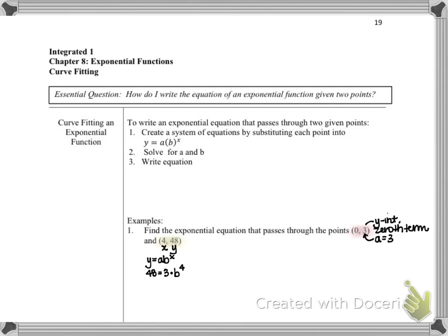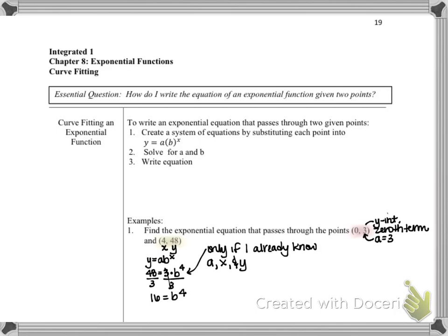Now the only time I would go straight to this is if I already know a, x, and y. If I don't know what those are, I wouldn't follow this route. But from here, I can go ahead and solve for b. So I'm going to divide by 3 on both sides. The 3's cancel. That's going to give me 16 is equal to b to the 4th.